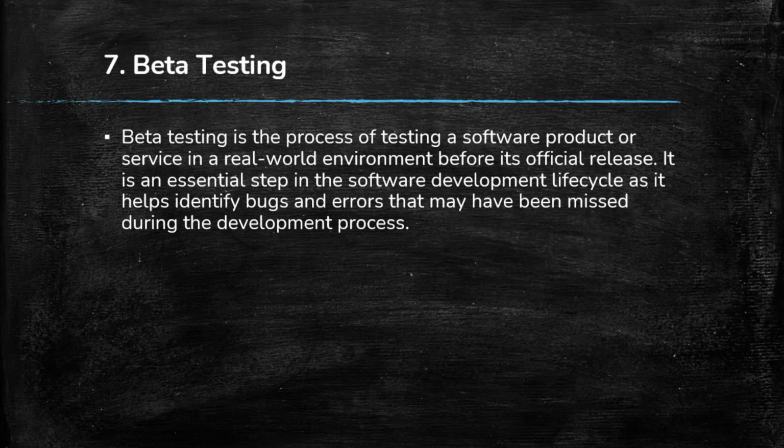Okay, beta testing. Beta testing is a process of testing a software product or service in a real-world environment before it is officially released. It is an essential step in the software development lifecycle as it helps to identify bugs and errors that may have been missed during the development process. After the company finishes the alpha testing, it deploys a beta testing.